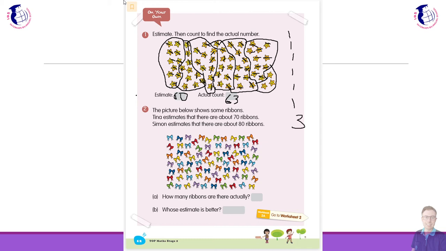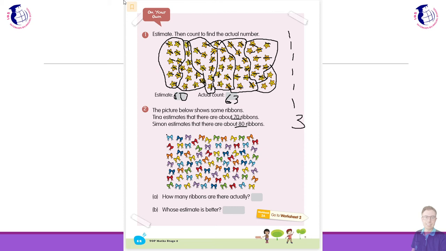So we're doing the same again with the ribbons. The ribbons are a similar size to the stars, but they're quite bunched together. How many ribbons are there actually? So the picture below shows some ribbons. Tina has estimated that there are 70. Simon estimated there are 80. So what we've got to do is count them. So who is closer, 70 or 80? I think Tina is going to be closer. I don't think there's as many as 80 there. It looks about 70 to me for my guess, for my estimate.